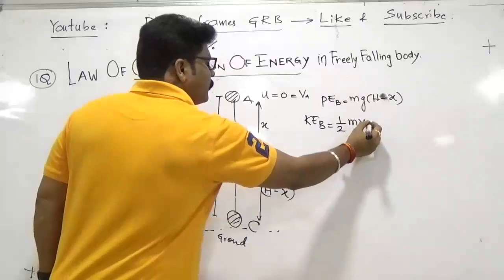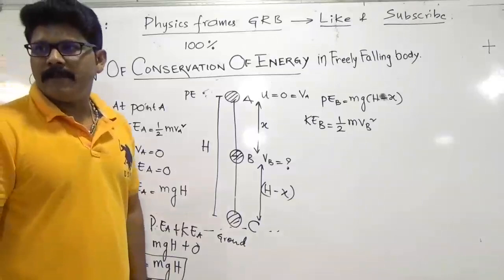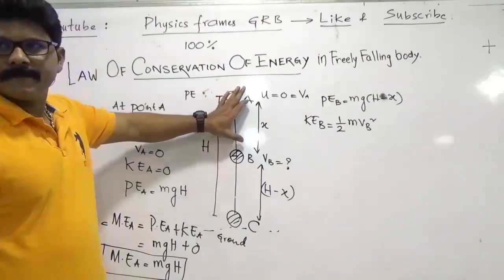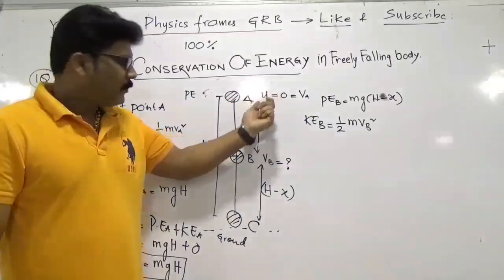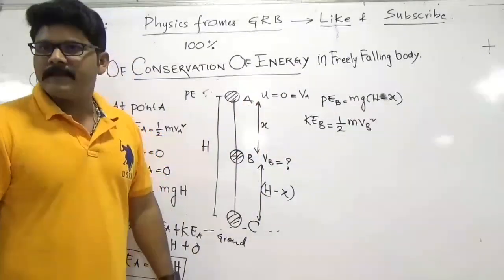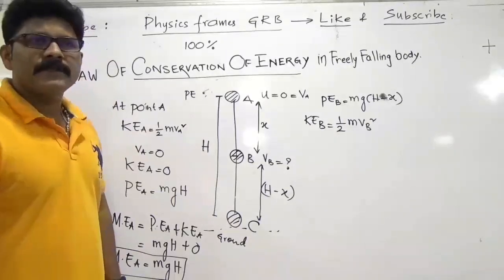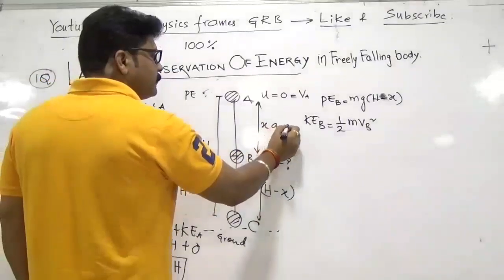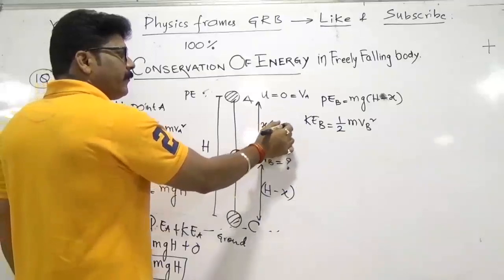But we don't know V B. How to calculate that V B? Velocity at that point. Now this is the distance travelled by it. Initial velocity is 0. Final velocity we want, distance travelled is x. A is nothing but g, acceleration due to gravity. A is equal to g. Can you tell me u, v, x and a?